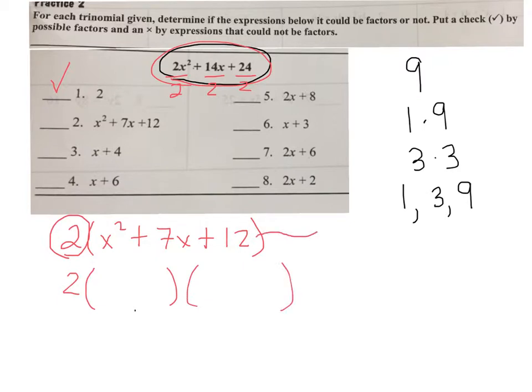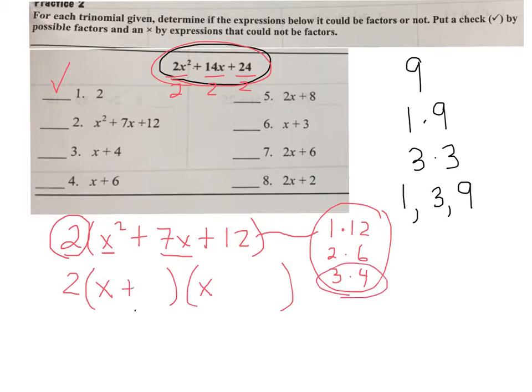So let's do it. Let's write our factors of 12. 1 times 12. 2 times 6. 3 times 4. Are there any other factors? No, I don't think so. So what times what gives me x squared? X times x gives me x squared. And then which of these factors also adds to be 7x? 4 and 3. 4 and 3 does.